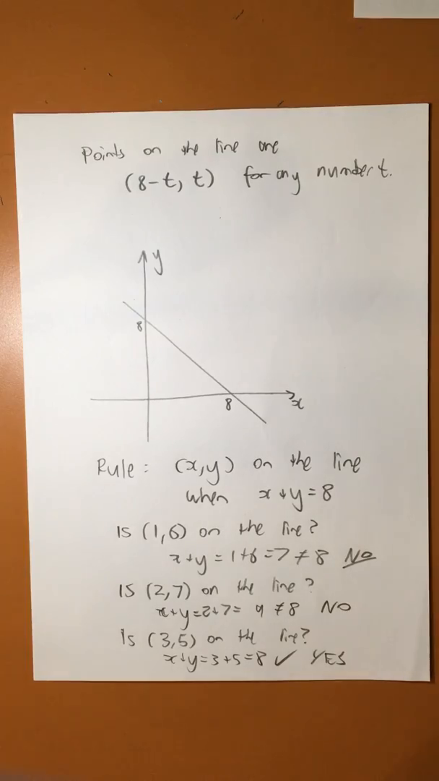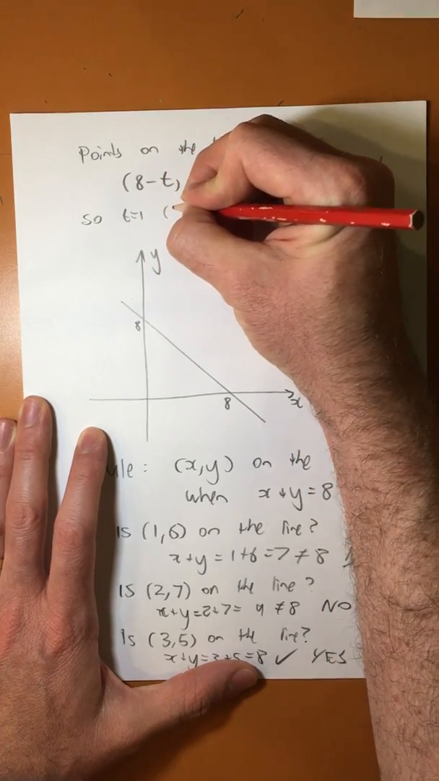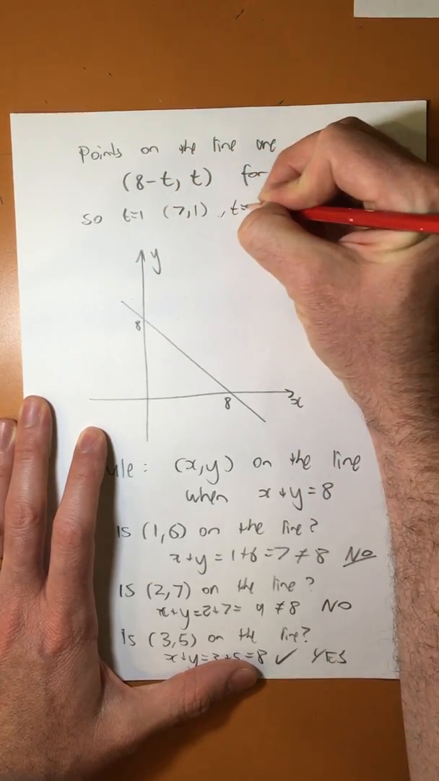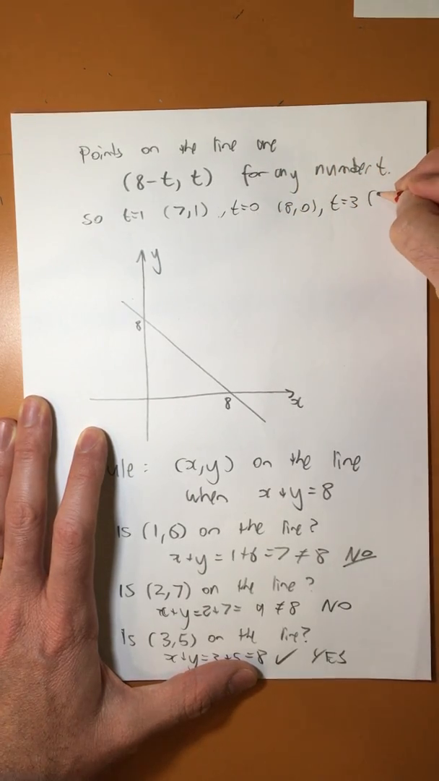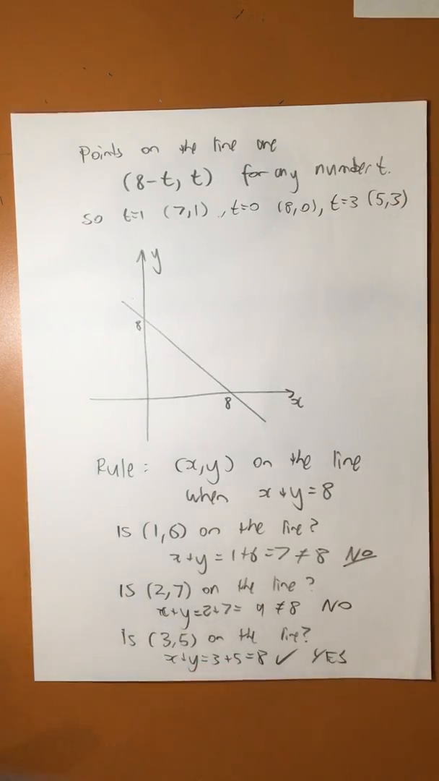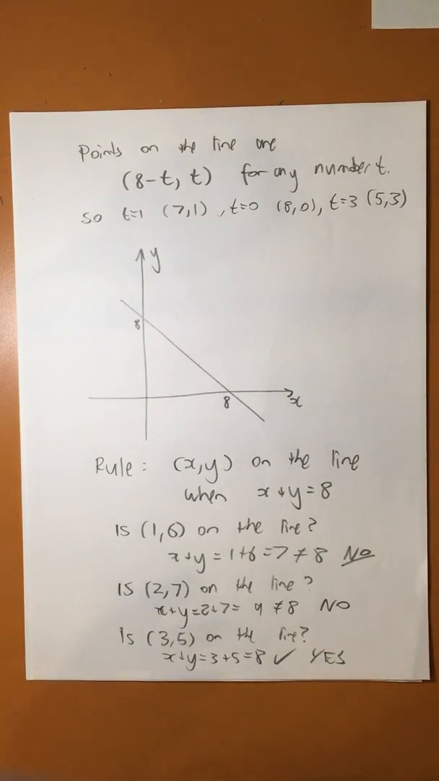And so if you said, tell me some points on the line, I could say, okay, so when t is 1, we get (1, 7), and when t is 0, we get (0, 8), and when t is 3, we get (3, 5), and so on. I can list points on the line till the cows come home. And there are two different descriptions of this line. On the other hand, when I think about this line, there is one other way to describe it.